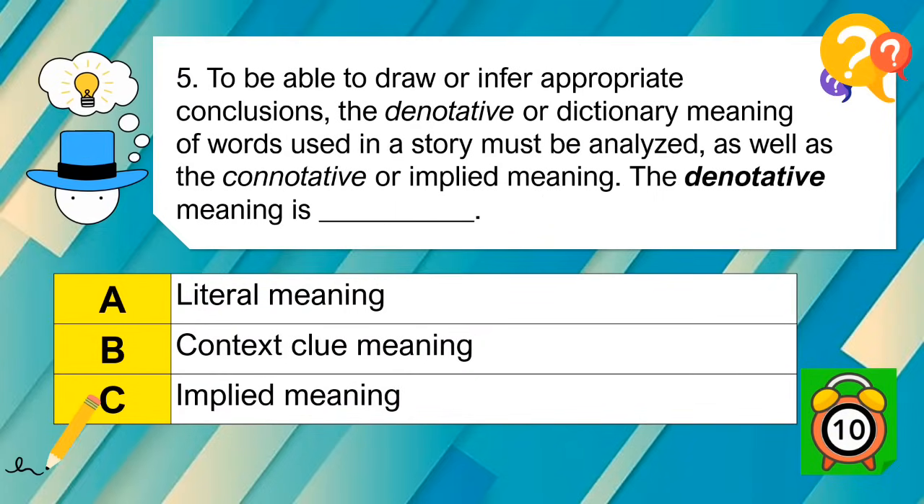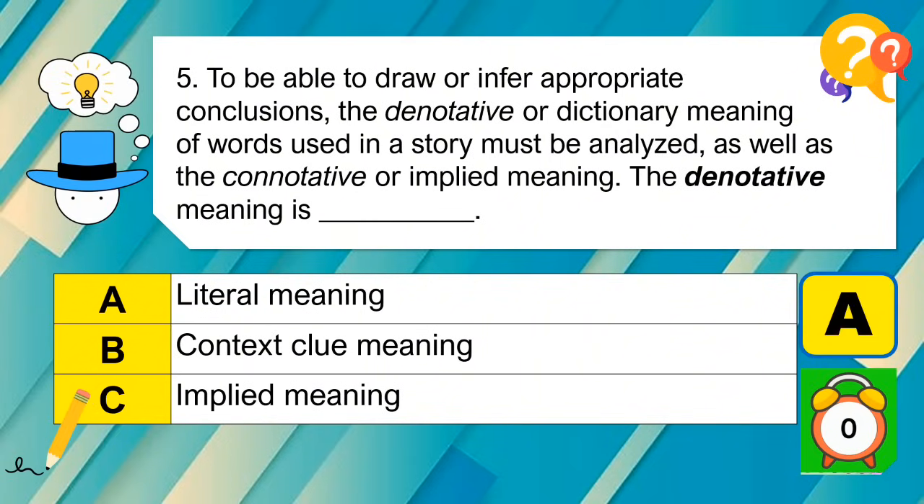Number 5. To be able to draw or infer appropriate conclusions, the denotative or dictionary meaning of words used in a story must be analyzed, as well as the connotative or implied meaning. The denotative meaning is blank. The correct answer is letter A. The denotative meaning is the literal meaning of a word.